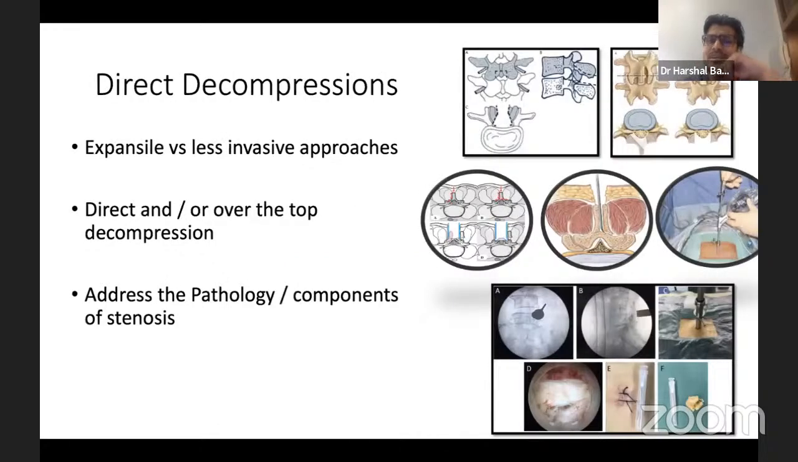Direct decompressions typically have expansile or less invasive approaches nowadays. It actually addresses the pathology and the components of stenosis, so we are actually supposed to see the nerve root decompress in front of our eyes. It can be a direct decompression by a wide laminectomy, or an over-the-top decompression by a unilateral laminotomy. All these other approaches that have been described, like spinous osteotomy or spinous splitting, or even tubular decompressions, are all variations of the approach. The principle of treatment remains the same: you have to adequately decompress the neural structures.